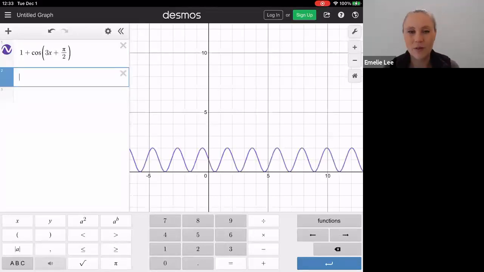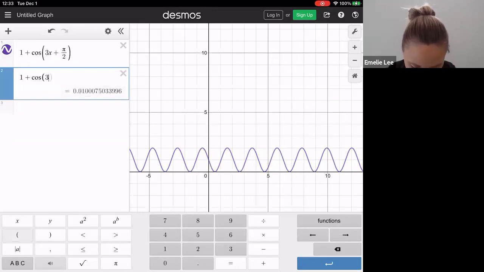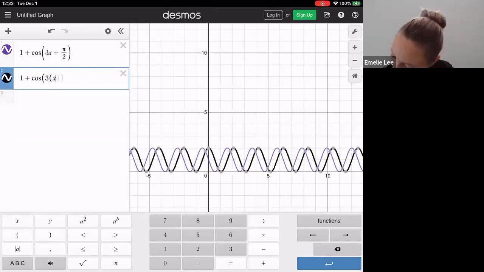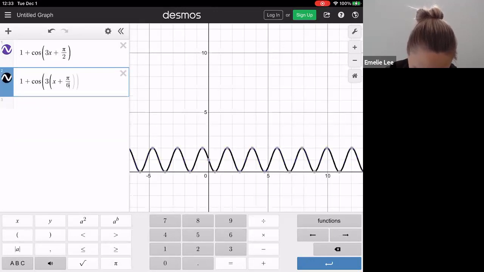Let's make sure that when we pulled out that common 3, we actually ended up at the same thing. So 1 plus, and again, the cosine of 3 times x plus pi divided by 6. And bracket and bracket. Oops, one too many brackets. Okay, so it looks like they're overlapping. That's good news. It means I did it right.